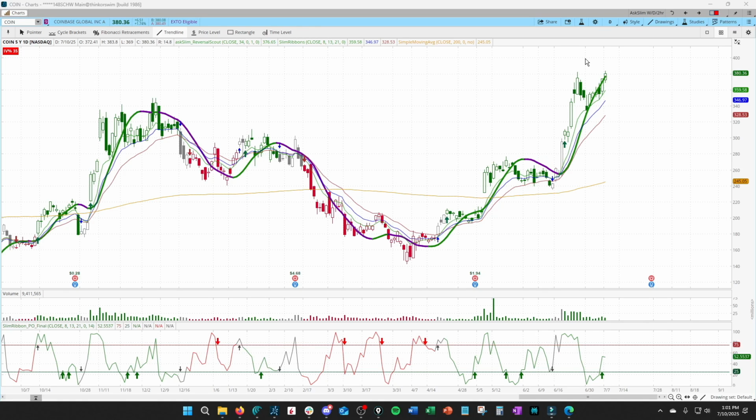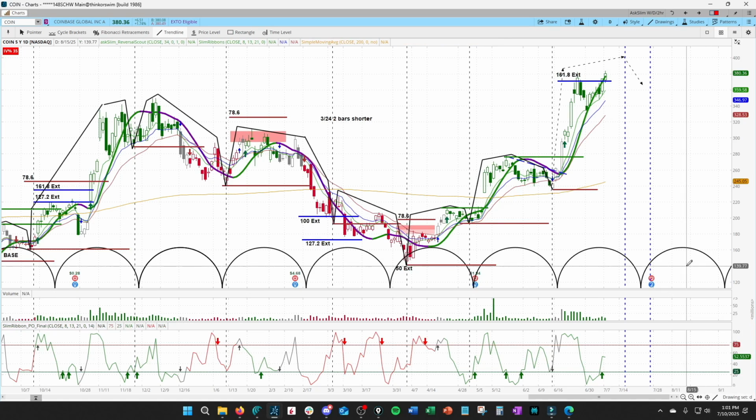And you see what happens. Okay. So that's the setup in COIN. You can go back to the trade ideas feed and see what we were seeing at the time as well, if you'd like. Okay, so that's the setup there in COIN. Very, very nice opportunity there. That's set up very cleanly as well.